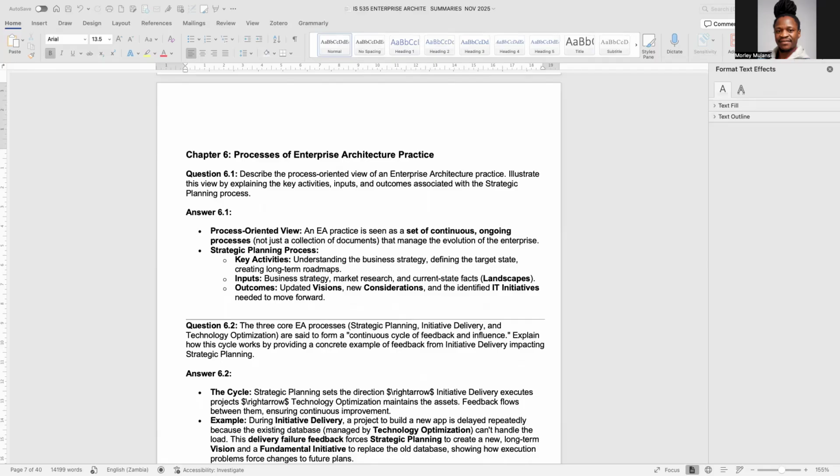Key activity: understanding the business strategy and why we are trying to achieve what we're trying to achieve, maybe next year. Input: we take the business strategy, combine it with market research, and then feed in the current state facts, our landscapes, that's the current IT inventory. Outcome: the result is an updated vision, the new considerations, our updated guiding principles, and the list of identified IT initiatives needed to move us forward. Very important. So that's the first review of this question.